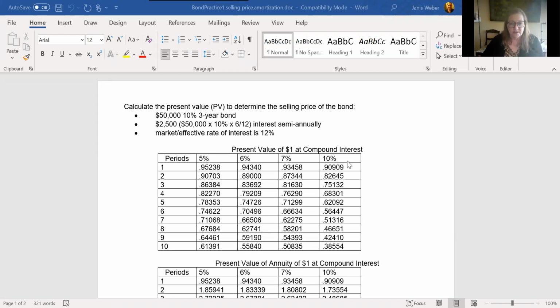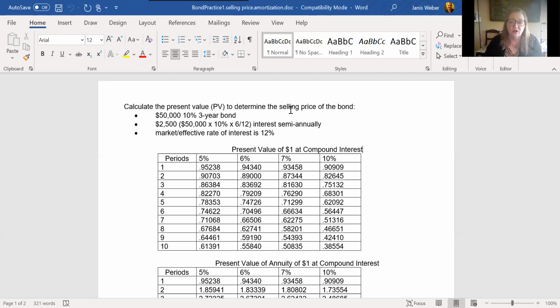But anyway, this one is a situation where we have the data set here. The problem wants us to calculate the present value to determine the selling price of the bond. So what we have to do is calculate the present value of the lump sum that's going to be due at the end of the bond term, and then add that to the present value of the stream of payments that's coming during the time of the bond. And that is the annuity that is for the same amount of interest each period.